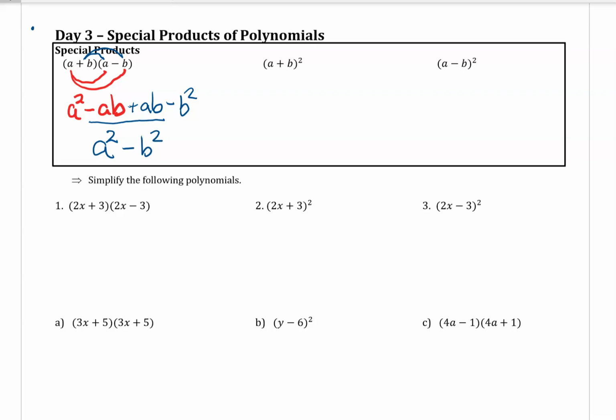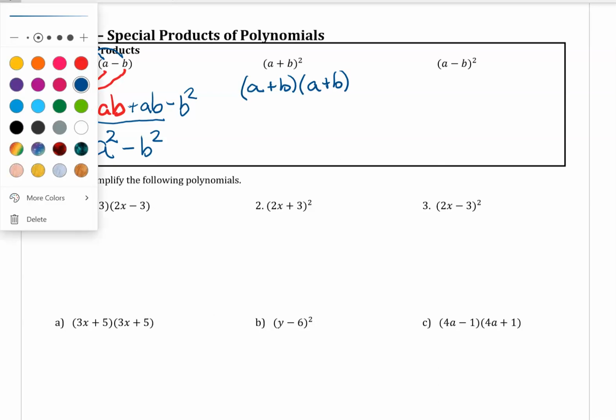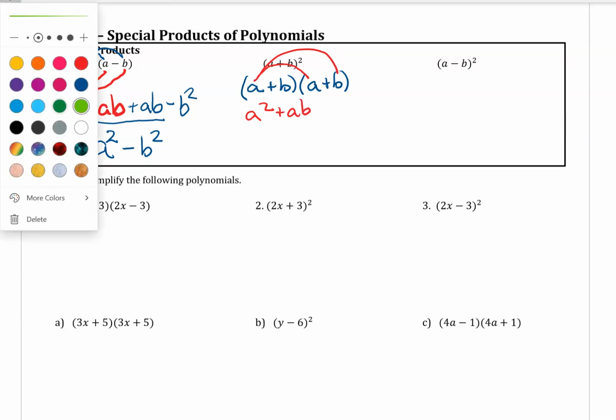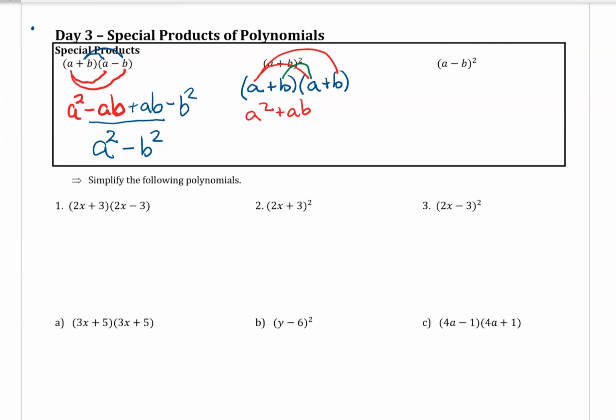Our second special product. Well, I'm going to write this out. Squaring something means to multiply it by itself. And then I'm going to use the same process. So first, I'm going to take a and multiply it by a, that's a squared. A times b is ab. B times a is ba, or I can rewrite it again as ab. And b times b is b squared.